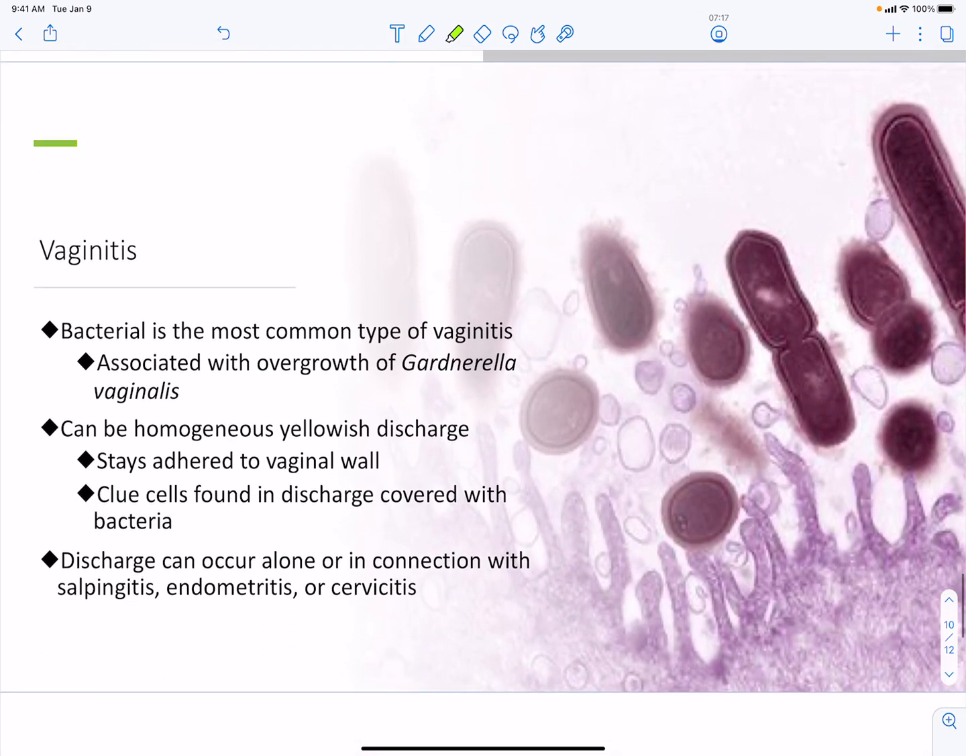Now for bacterial vaginosis, this is going to be associated with an overgrowth of Gardnerella. And so you're going to get a yellowish discharge, and we're going to find clue cells. Clue cells are basically your epithelial cells that are going to be covered with bacteria. The discharge can also be associated with vaginitis, but can have other diseases as well, such as cervicitis and endometritis.